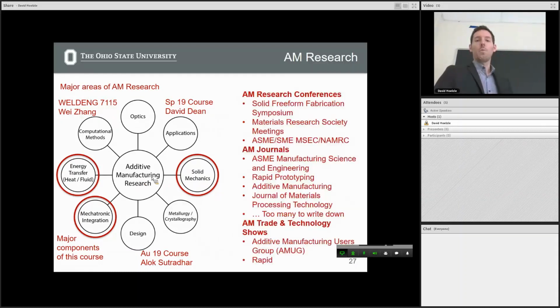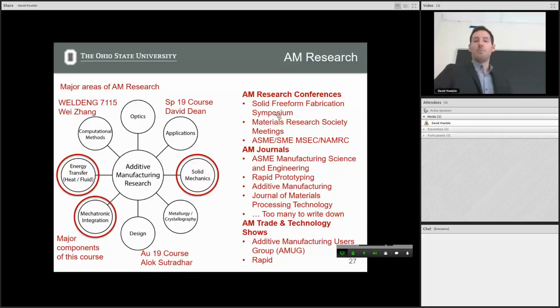For those of you who are doing additive manufacturing research, I think you should be aware of what type of venues there are for publishing your work. So Solid Freeform Fabrication Symposium is a very popular one, Materials Research Society meetings, and also ASME and Society of Manufacturing Engineers has conferences every year, which have a lot of additive manufacturing symposia, or like, for instance, this one is entirely about additive manufacturing. 3 days of as many additive manufacturing talks as you could possibly see.